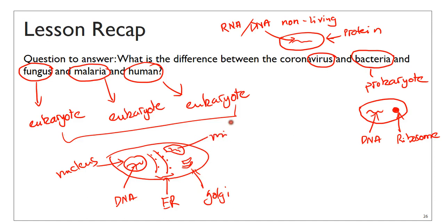Just label your diagram. Mitochondria. And last but not least, the lysosome. If you're a plant, you may also have a vacuole that's really big, so it's probably visible, and you have a chloroplast. That's it. That's the difference.